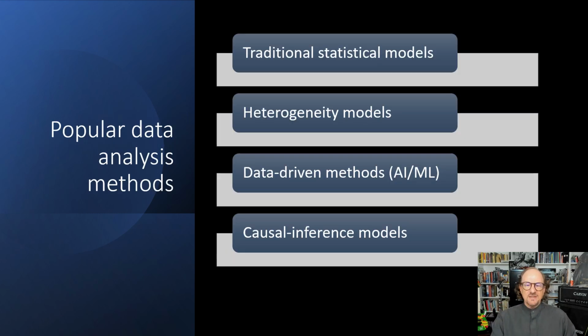So when we look at the models that have been used in the analysis of transportation data, we have traditional statistical models, heterogeneity models, which I just talked about, data-driven methods, which include machine learning, and causal inference models, which are very popular in economics, but have not been used much in transportation data analysis. And the reason is that usually to control the causal effects, you have to use very aggregate data, so that limits the number of items that you can actually predict. So causal inference models have not been used much in transportation.